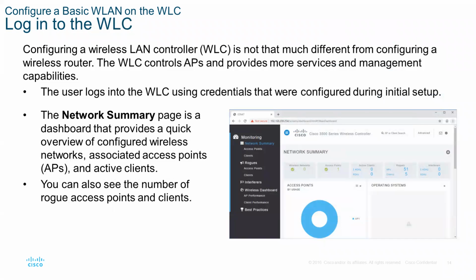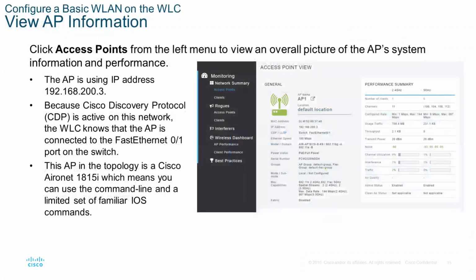So when you log in, you'll get your default page, and in the 3500's case, this will be a summary page of what's going on. So what you want to do is come down to your access points in the left-hand menu, and this will give you a list of any access points that are associated, and it gathers all this information via Cisco Discovery Protocol, and it acknowledges any associations it has.